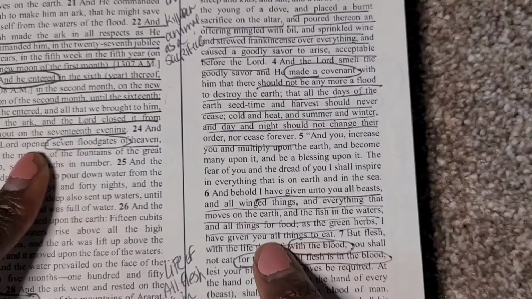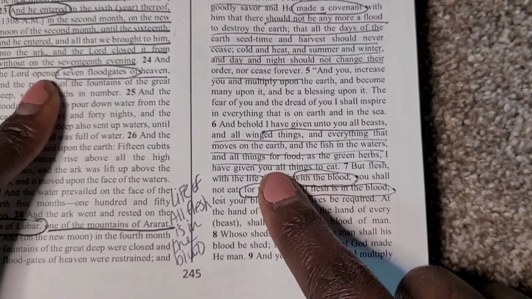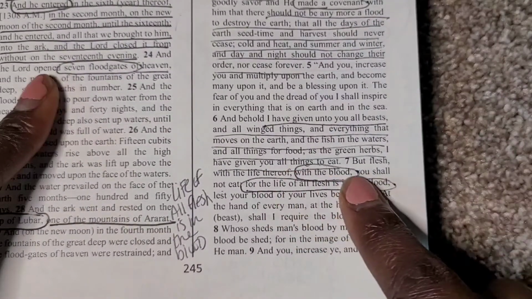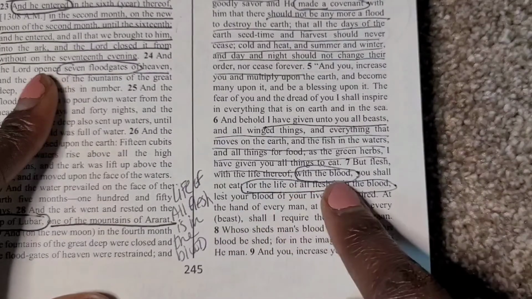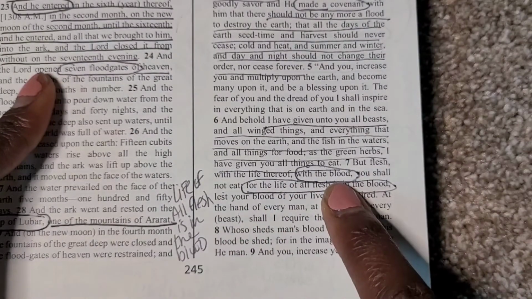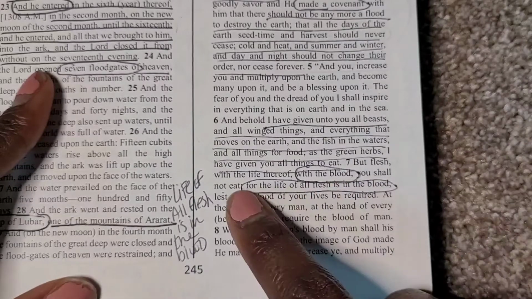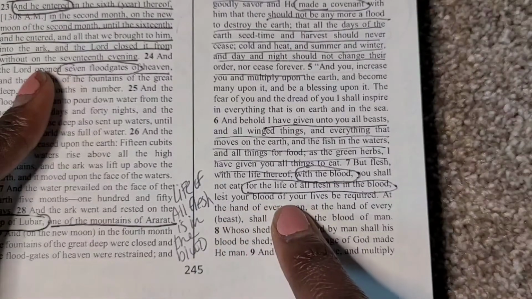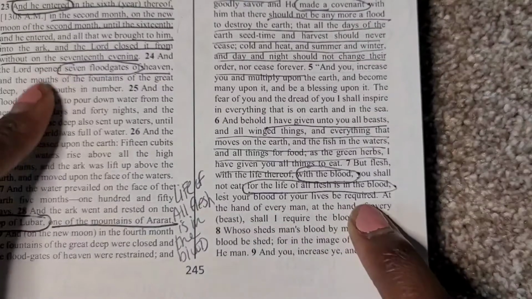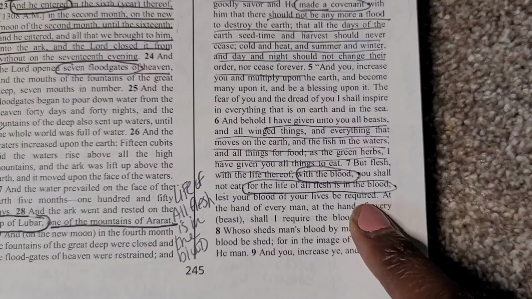I have given you all things to eat, but flesh with the life thereof, with the blood. Remember, the life is in the blood. Okay? You shall not eat, for the life of the flesh is in the blood, lest the blood of your lives be required. So basically, it's sin to eat or drink blood.